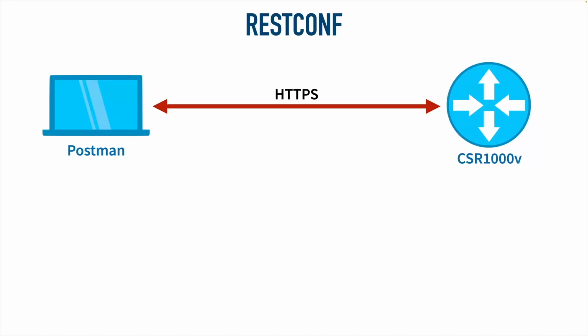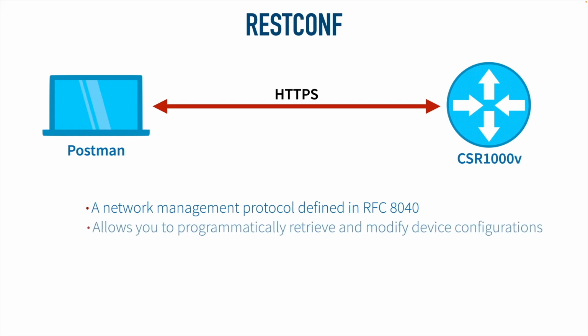In our previous video, we discussed a network configuration protocol called Netconf. We're going to take a look at another one here in this video. It's called Restconf, and Restconf is a standard. It's defined in RFC 8040, and it's going to allow us, much like Netconf, to retrieve information from a device and send configuration information to that device.